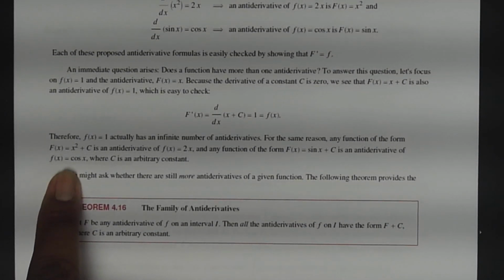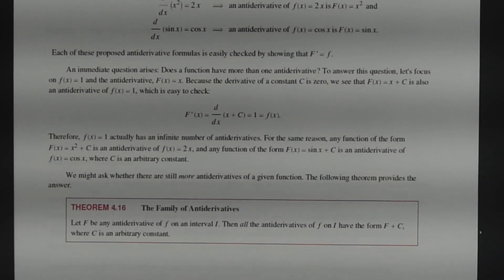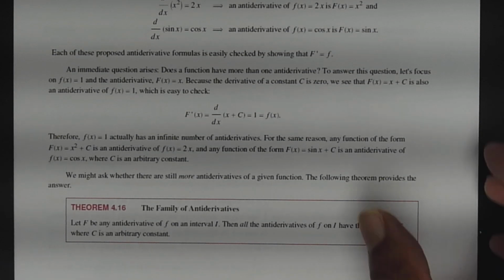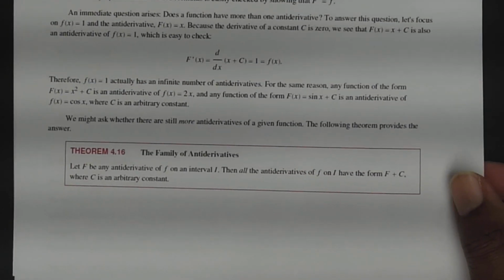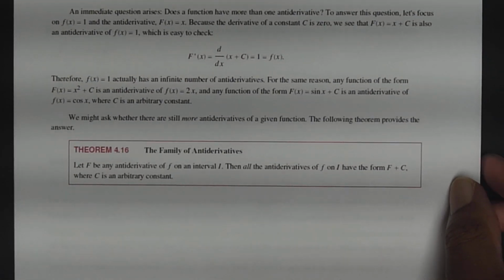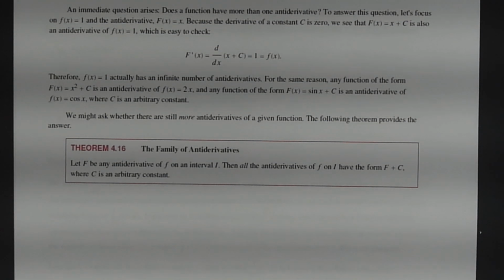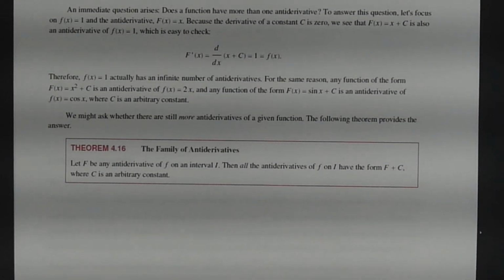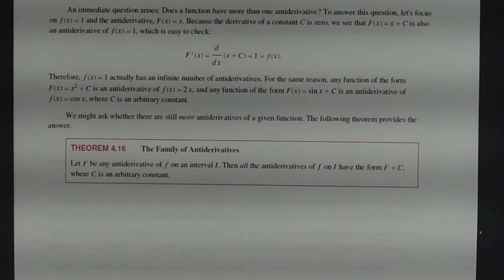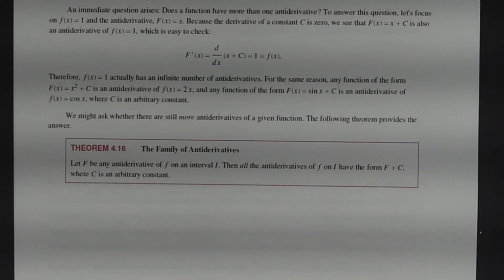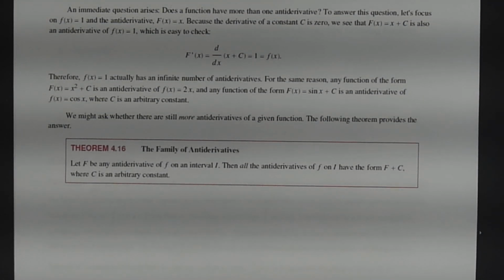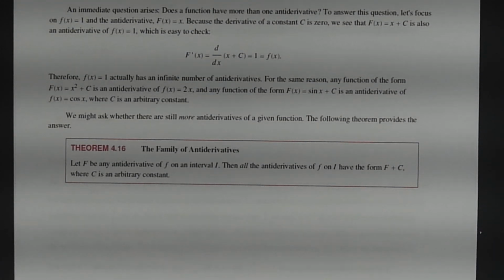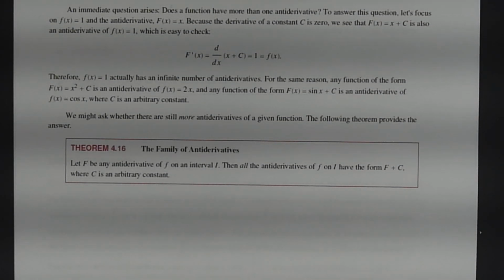Take its derivative, you're going to get f of x equals cosine of x, and c can be an arbitrary constant. Okay? So in this theorem, we do have what they call the family of antiderivatives. We let F be any antiderivative of f on the interval I, then all the antiderivatives of f on I have the form F plus c. And here c will be your arbitrary constant. Okay? So here we're going to be dealing with a family of antiderivatives.